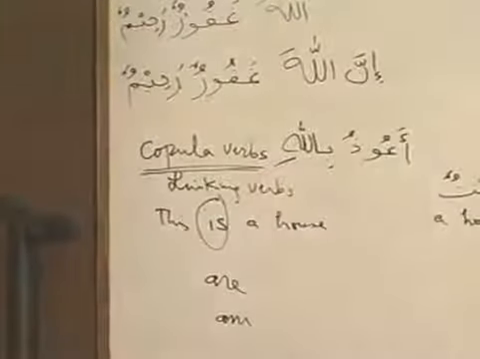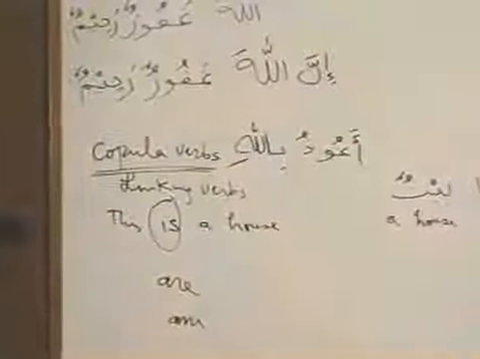Copula verbs. So in Arabic there is no linking word. There is no linking word. It is understood to be. We understand it, but it's not there. Okay, brothers and sisters?